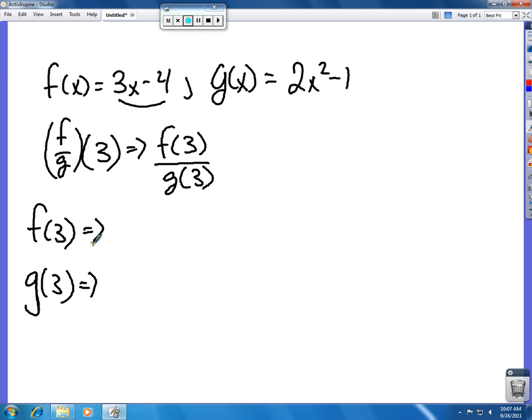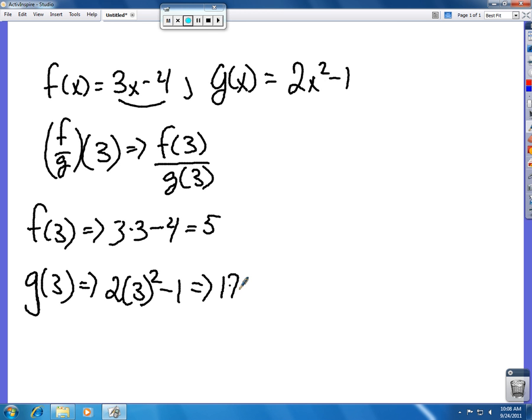We're just plugging 3 in for x, so we have 3 times 3 minus 4, so that's 9 minus 4, which is 5. Plugging in 3 for x with respect to the g function, we've got 2 times 3 squared minus 1. So it's going to be 9 times 2, which is 18. 18 minus 1 is 17. Now we just plug them back in where they belong. The outcome of f of 3 was 5, divided by the outcome of g of 3, which was 17. We can't simplify this fraction any further, not very nicely at least, so we'll just leave it like that.